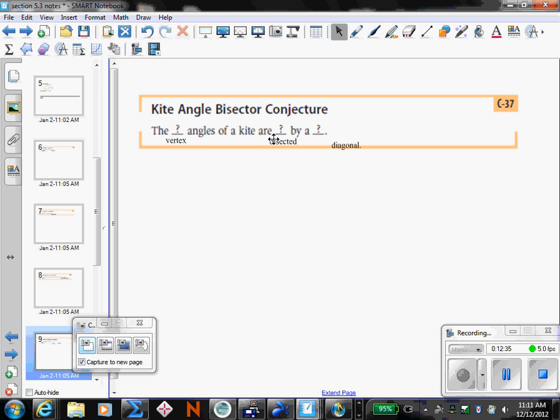The next conjectures are going to have to do with a trapezoid. I'm going to make a separate video for your trapezoid. So this concludes the portion on the kites.